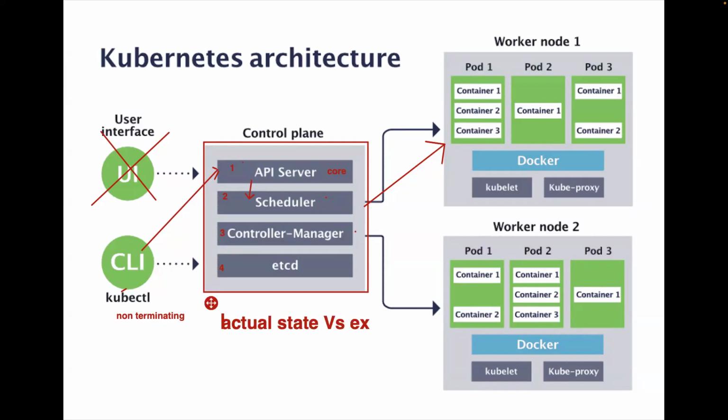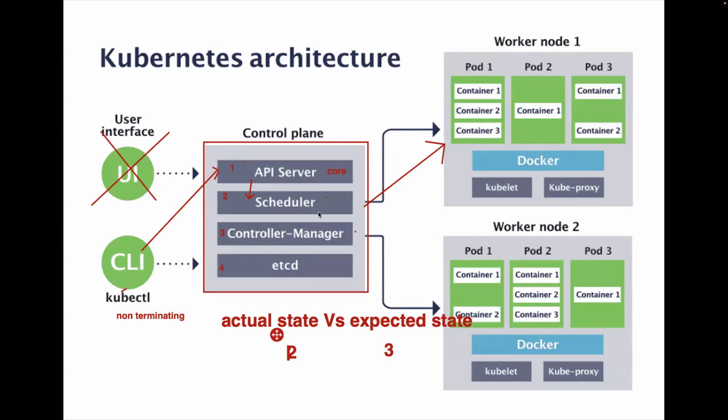Versus expected state of the cluster. What is meant by actual state and expected state? Expected state is like, let's say you have run the commands to start 3 containers. Actually, there were only 2 containers. So it would keep checking this. If there is any mismatch, like expected is not equal to actual state, it will send those commands.